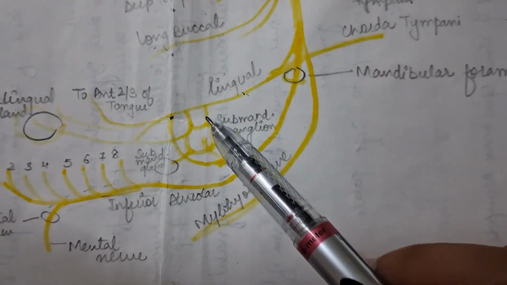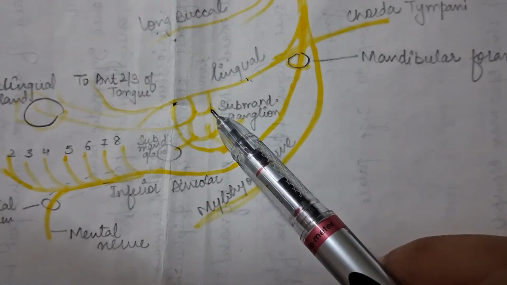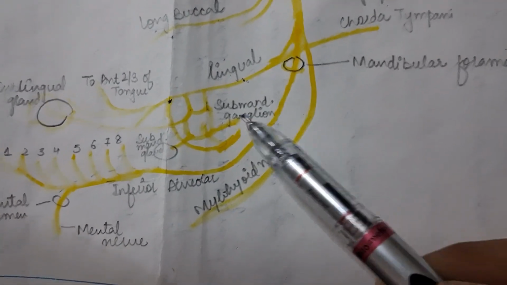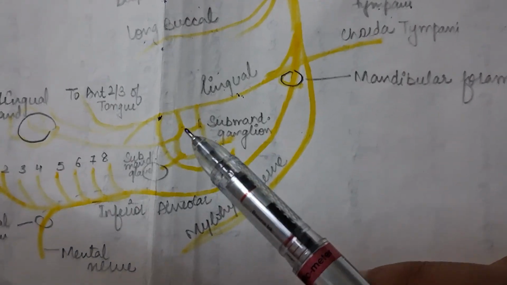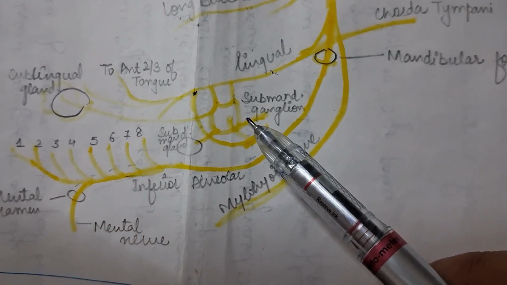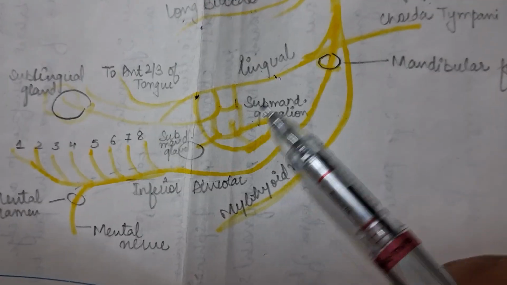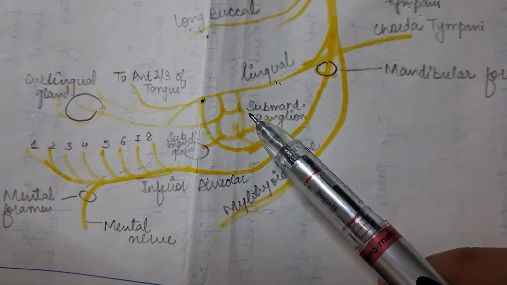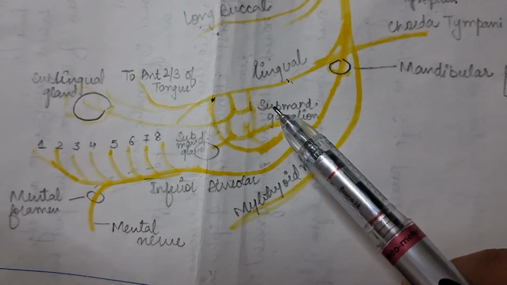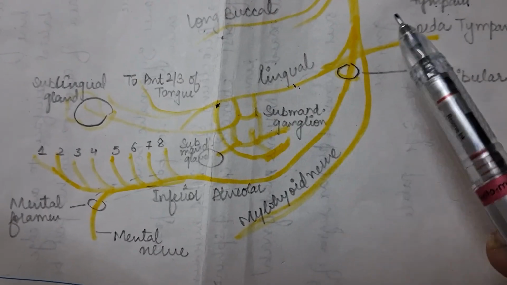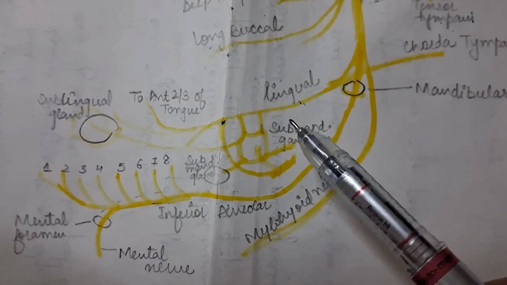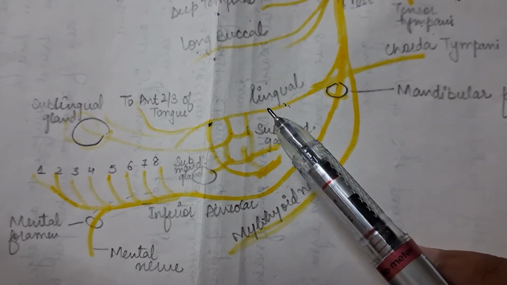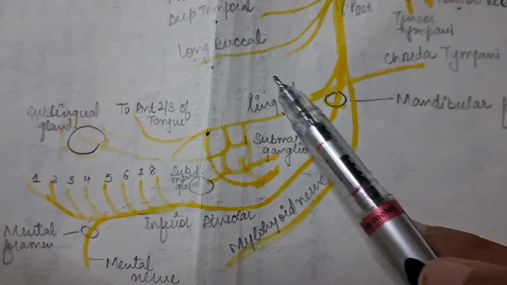So it gives its fibers to the submandibular ganglion. Some fibers to the submandibular ganglion are received from the facial nerve, which gives it secretory and special sensory fibers, that is chorda tympani fibers, which perceive taste sensations. So remember, in the nerve supply of the tongue, only the anterior 2/3 is supplied by the lingual nerve.